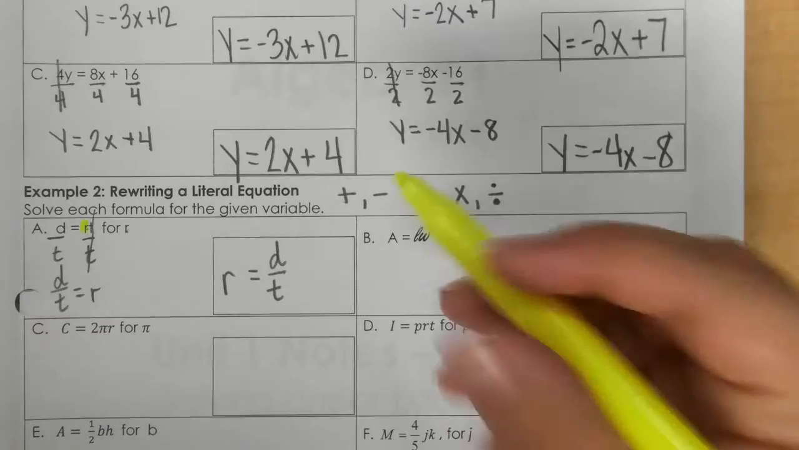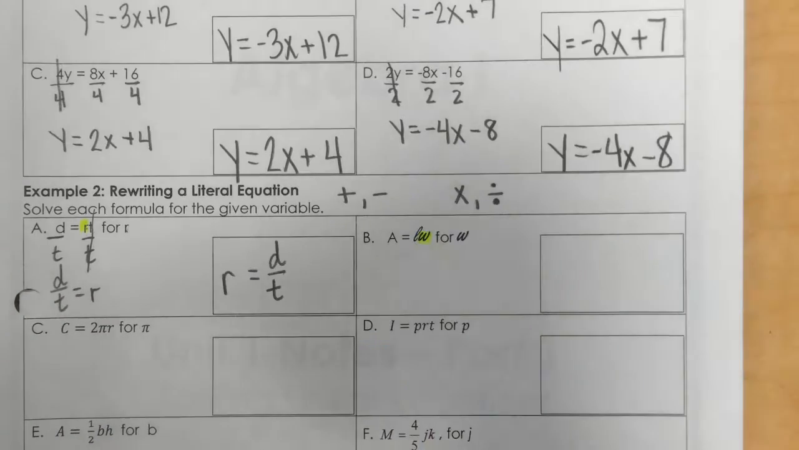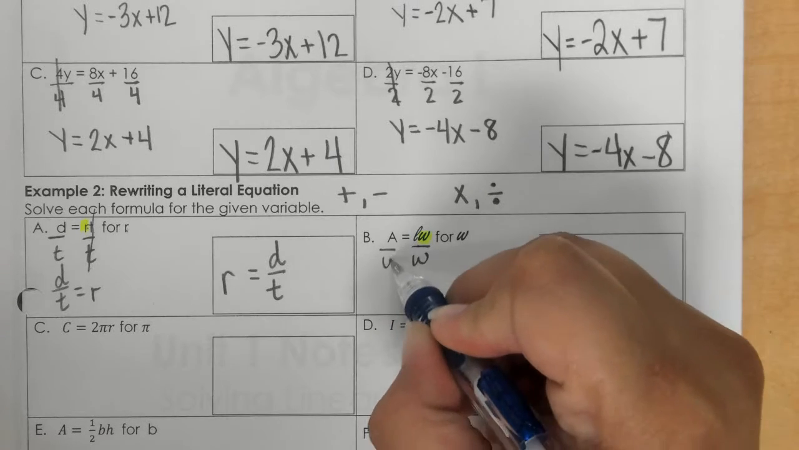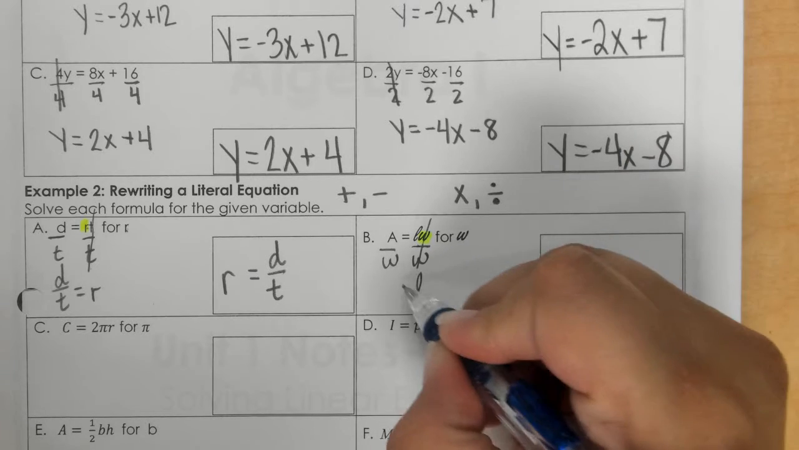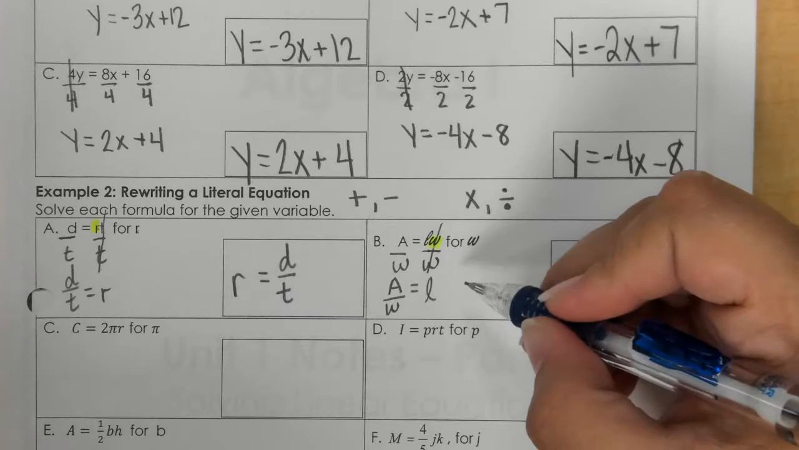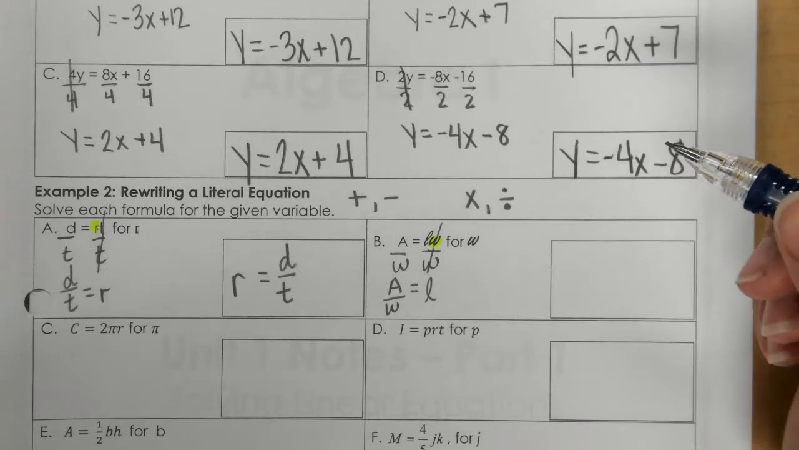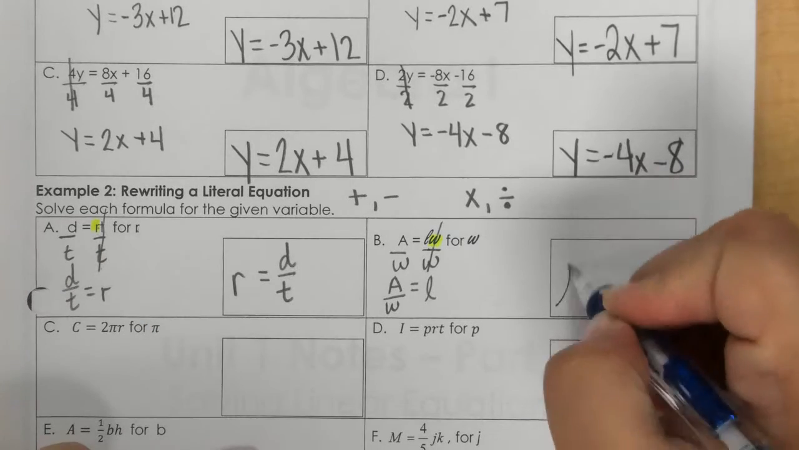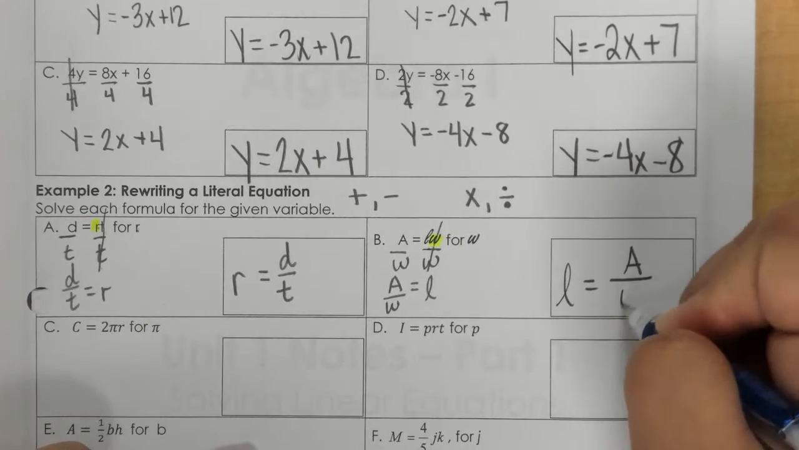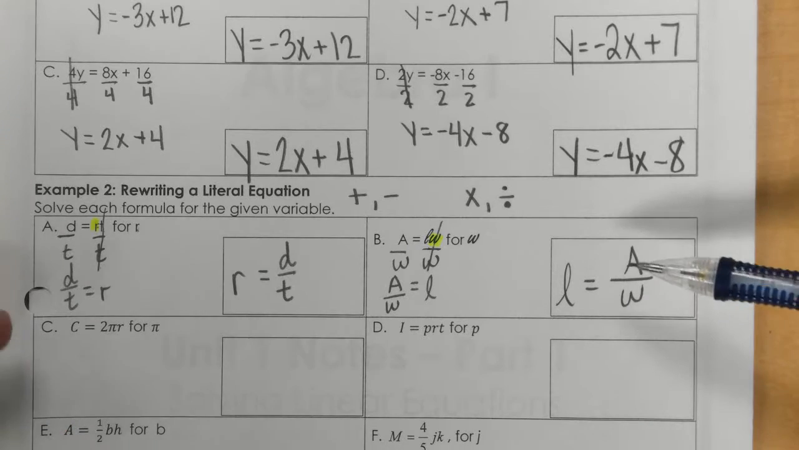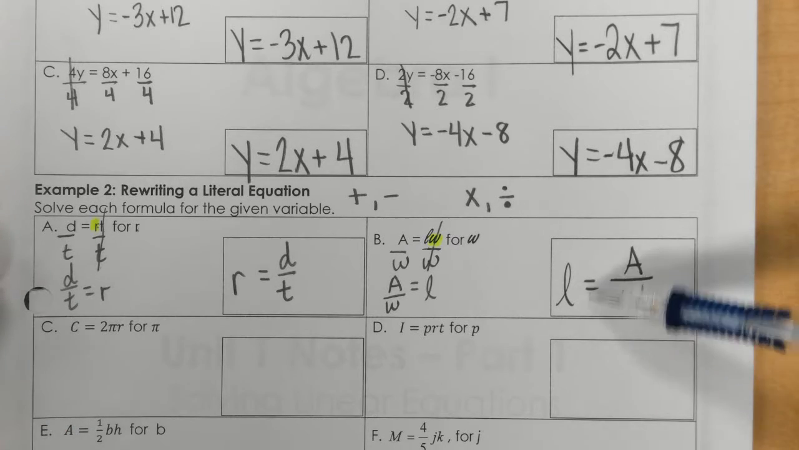So in part B, our goal is to get the w by itself. Okay, I divide both sides by w, and L equals a over w. Most times you'll see L as a cursive letter, just so it doesn't look like a 1 or an I. Okay, so we have L equals a over w. And in this lesson, anytime you are given a lowercase letter, you're going to keep it lowercase. If it's uppercase, you're going to leave it at uppercase, like I did here.